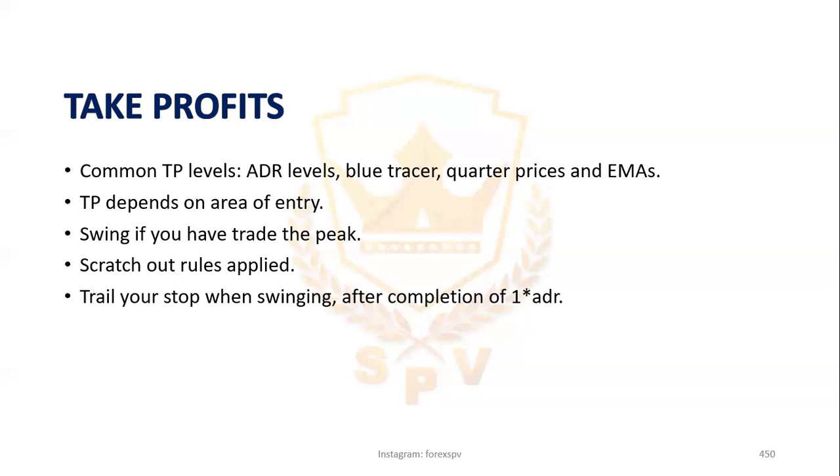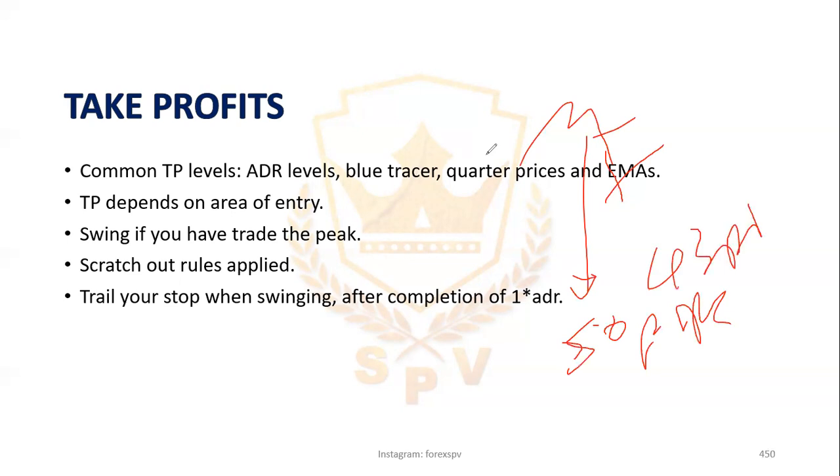So also TP depends on the area of entry. Suppose after an M pattern has formed, someone has entered earlier, and you have entered maybe 10 pips below him or 7 pips below him, then his target of 50 pips will be your target of maybe 43 pips. So the area of entry should also affect your target TP.